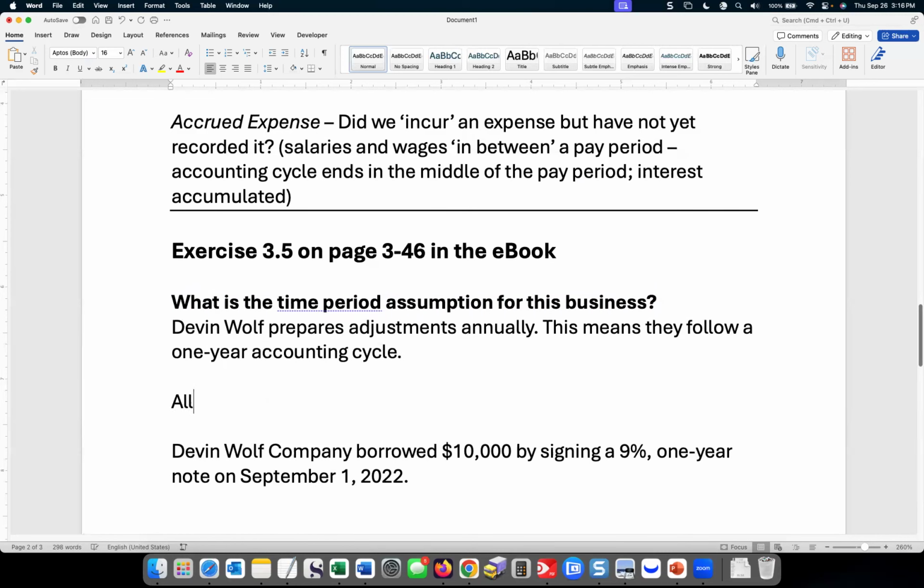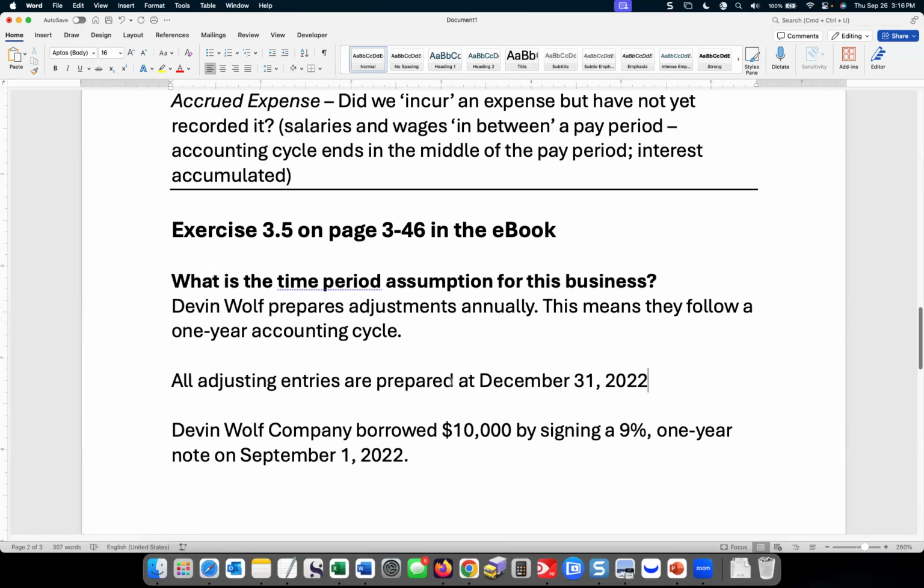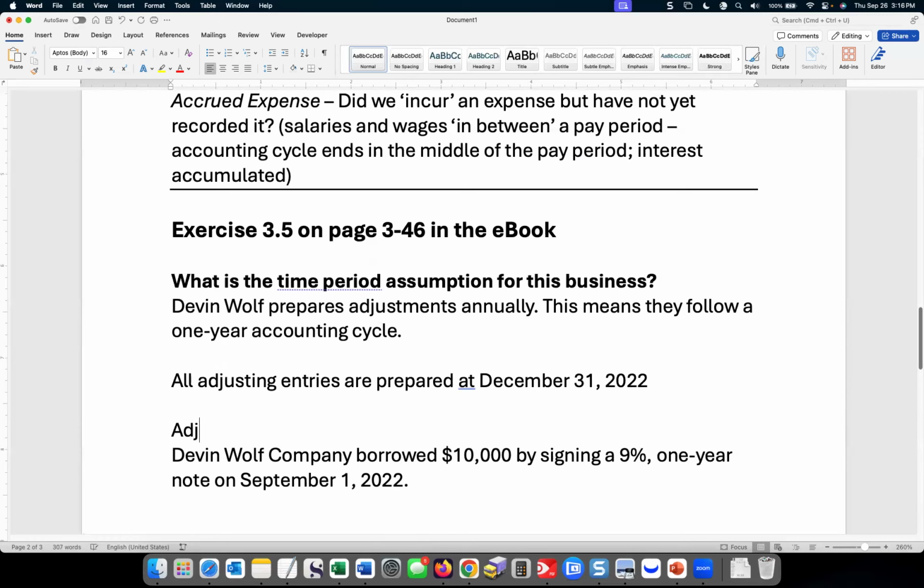All adjusting entries, I should say, are prepared at December 31st, 2022, I think it was. All right, that's another important thing. So we'll call this adjusting entry number 1.